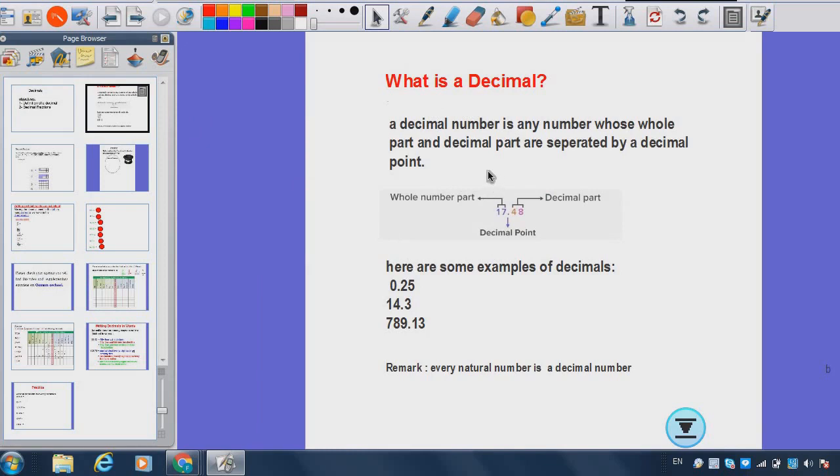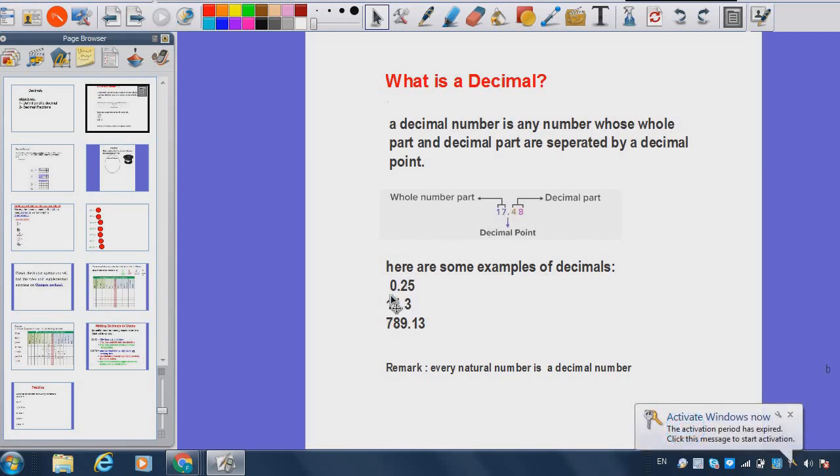Simply, a decimal is any number whose whole part and decimal part are separated by a decimal point. Let us take this example, 17.48. 17 is called the whole part or natural part, and 48 is called the decimal part. Between them we have a decimal point, so this is a decimal number.